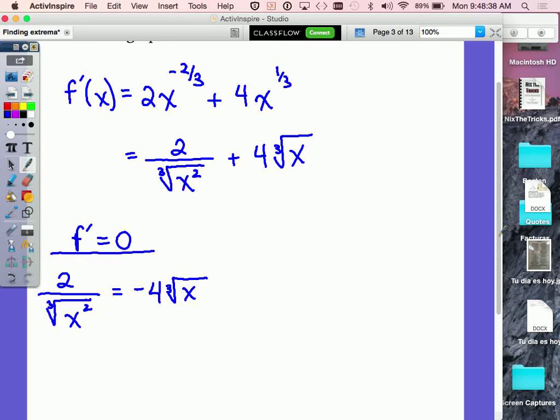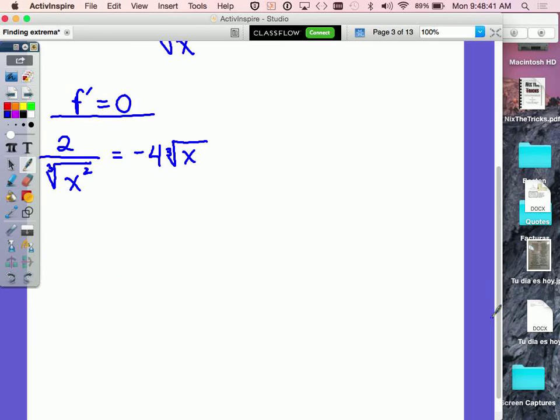And then just like the last time, good things are going to happen. I'm going to multiply this denominator on both sides of the expression, and I'm going to be left with 2 equals negative 4, and the cube root of x times the cube root of x squared is the cube root of x cubed, which is just x, leaving me with x equals minus 1/2.